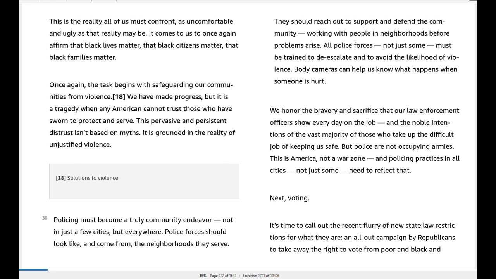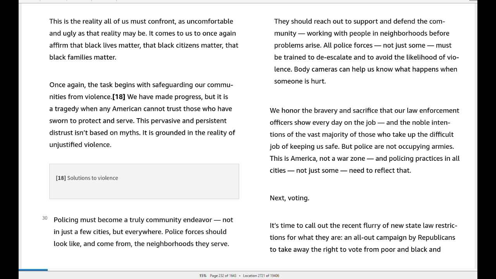We honor the bravery and the sacrifice that our law enforcement officers show every day on the job, and the noble intentions of the vast majority of those who take up the difficult job of keeping us safe. But police are not occupying armies. This is America, not a war zone, and policing practices in all cities, not just some, need to reflect that.